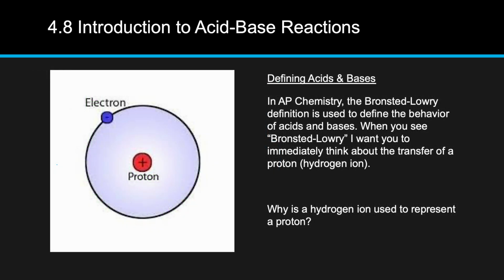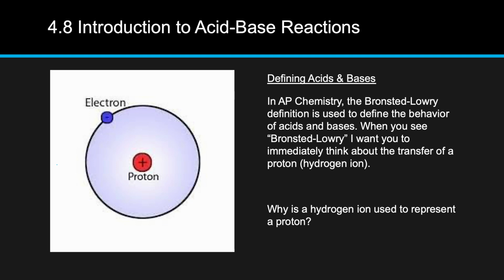So in AP Chemistry, we use the Bronsted-Lowry definition to describe acids and bases. We know by now that a Bronsted-Lowry acid is a proton donor and a Bronsted-Lowry base is a proton acceptor. So whenever you see that term Bronsted-Lowry, you should immediately think about the transfer of a proton, which is the H+ ion. So we represent an H+ ion as a proton because a neutral hydrogen atom has 1 proton and 1 electron. And when hydrogen loses its electron to become H+, all that remains is that proton.